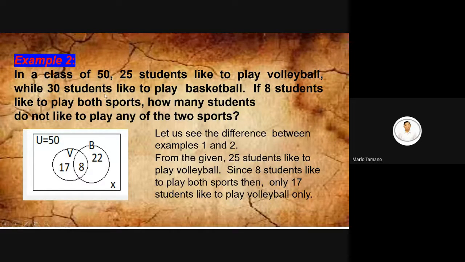Then, while 30 students like to play basketball, dito nyo naman ilagay ang 30. Wala muna yung 22. Right? If 8 students like to play both sports, ilagay nyo sa 8 dito, sa gitna. Kapag gusto nila pareho yung volleyball and basketball, sa gitna ninyo ilagay. So, ang tanong ngayon, how many students do not like to play any of the two sports? Bago yan, bago ninyo sagutan, kompletuhin nyo muna yung sets.